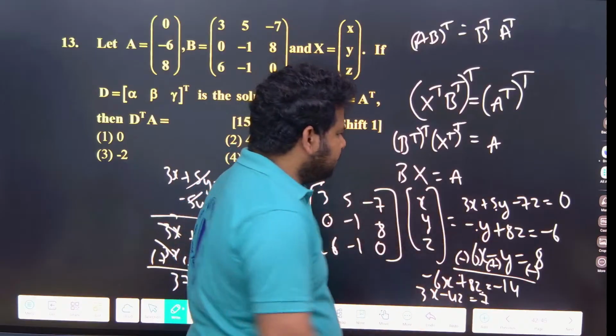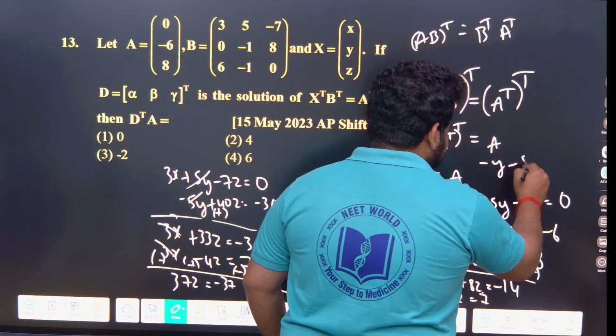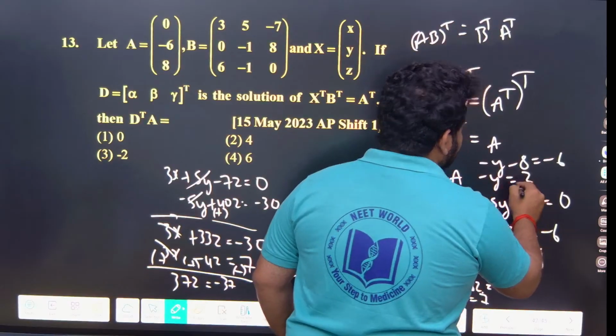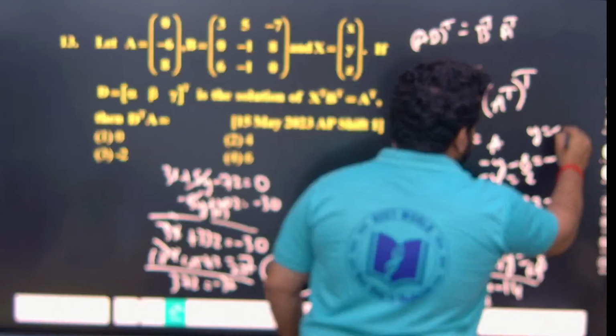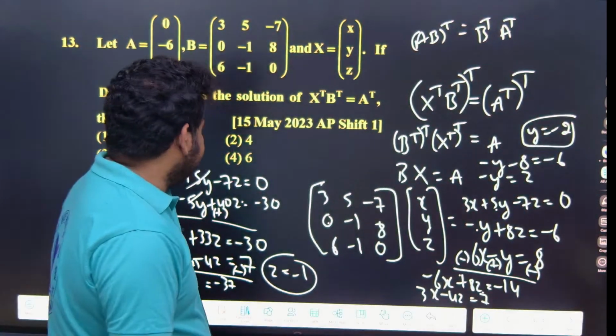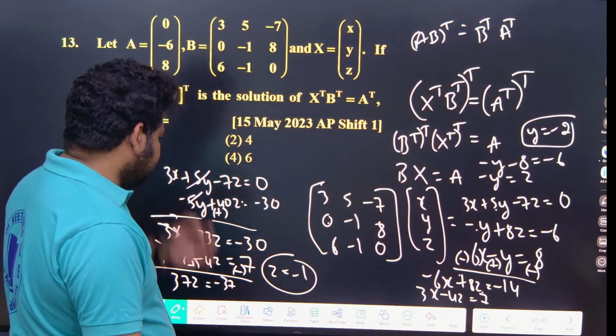If I put here, minus y minus 8 is equal to minus 6. So this will become what? Minus y is equal to 2, so y is equal to minus 2. We will get it. Z is equal to minus 1, we got it. We have to find the value of x.